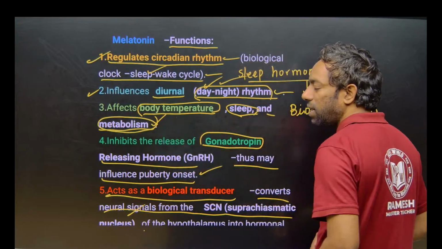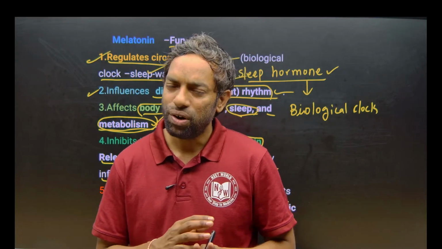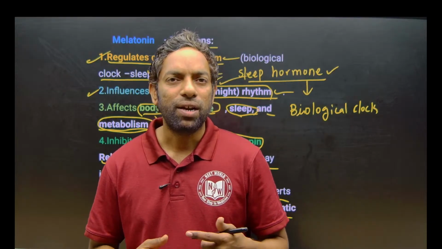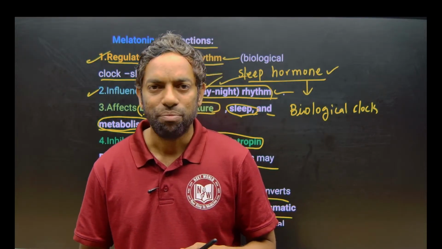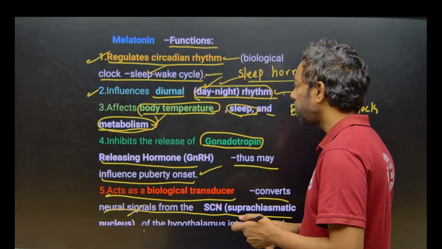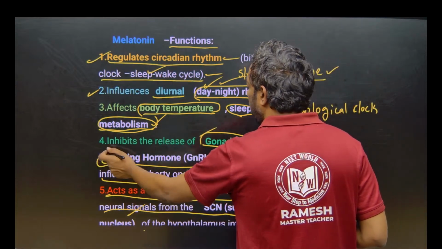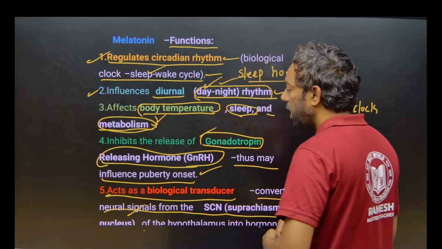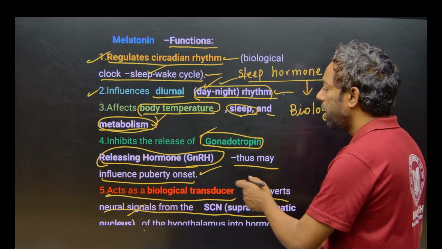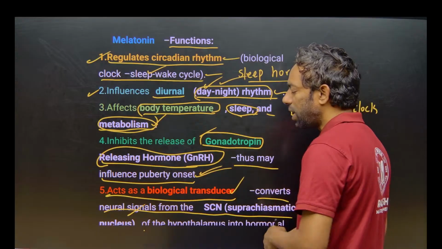All metabolic activities. If you don't sleep during the night, if you eat at night, your food cannot be digested, meaning metabolic activity is going to be down. And it inhibits the release of gonadotropin releasing hormone, GnRH. That is why it is the puberty onset. It acts as a biological transducer.